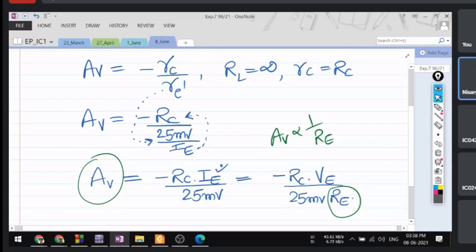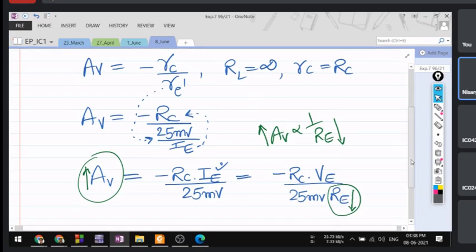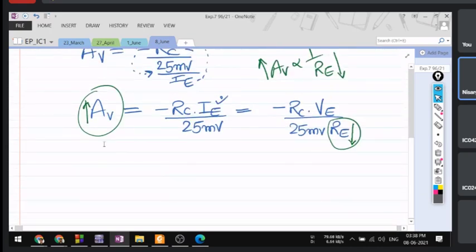So if you want more gain, you have to decrease the value of this denominator. You just decrease the value of RE. As you decrease the value of RE, your gain will increase. That's it. That is what we have to do in this experiment: decrease the value of RE, so gain will increase.